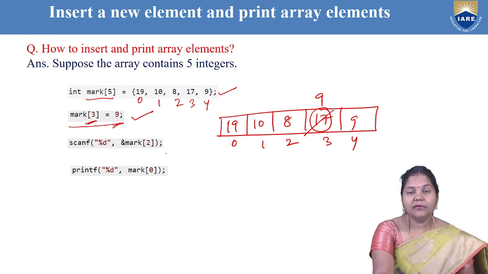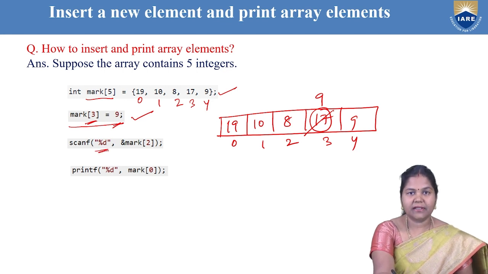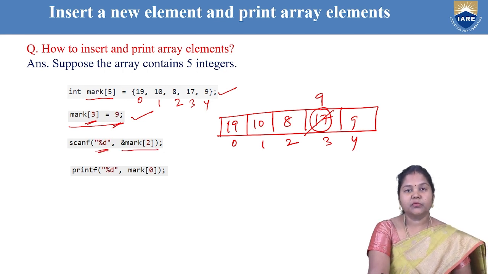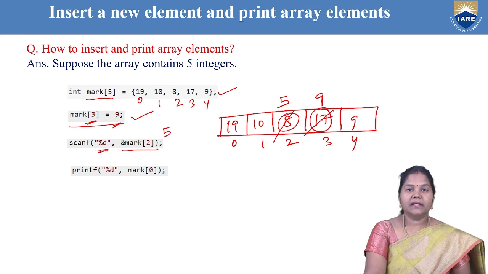Next, similarly, if you want to read a value for any of the indexes, you can write a scanf statement. Suppose I am writing scanf to read one integer, so %d, then the address of marks[2]. Suppose I am reading a value 5 over here. So marks[2] already contains 8, and it will be replaced by 5.